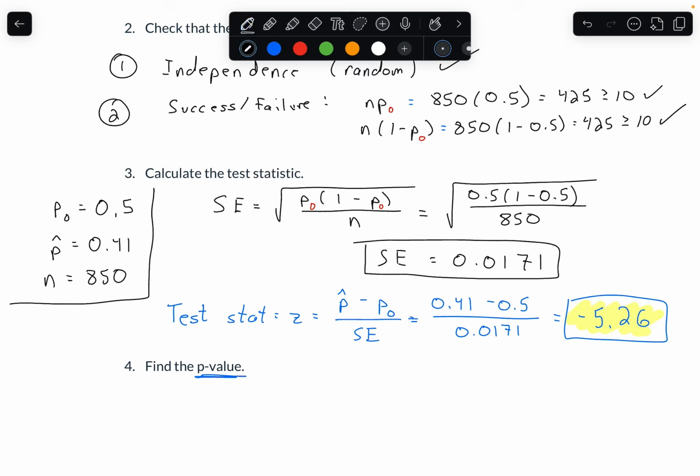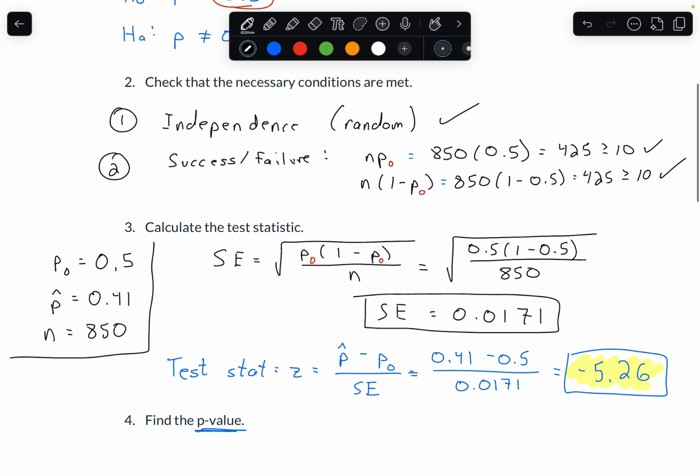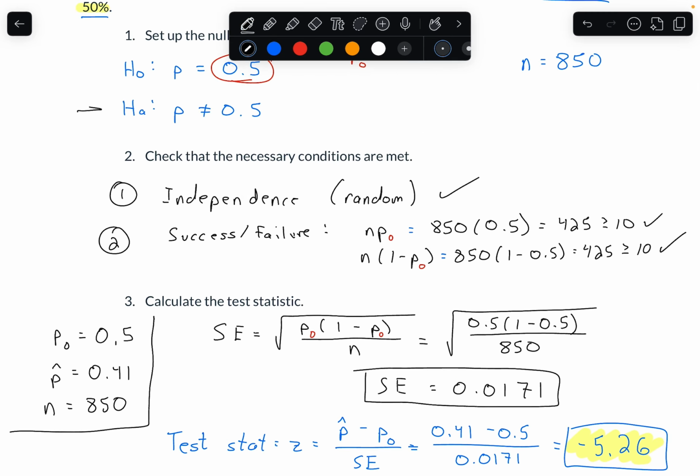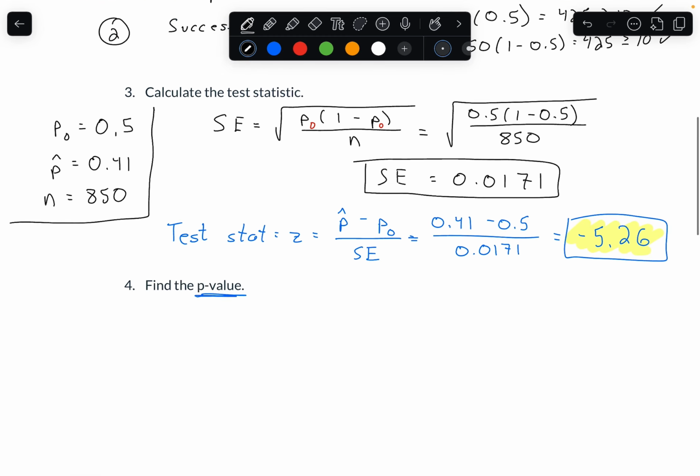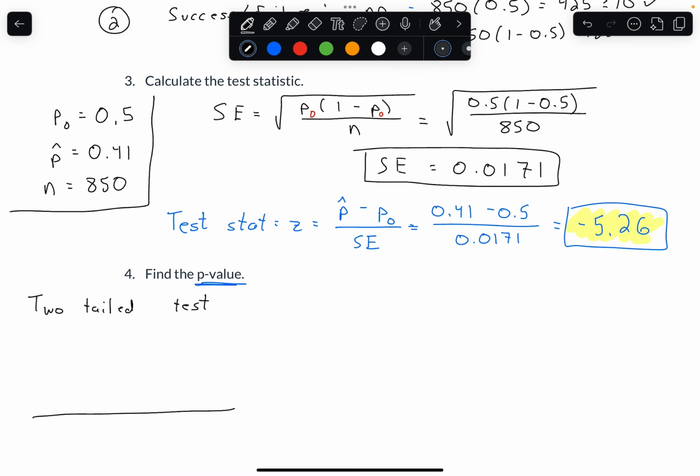And in order to do that, I need to look back at what type of test we were doing. So if I scroll all the way back to step 1, we said we were doing a two-tailed test, from our alternative hypothesis. This matters a great deal. So we're doing a two-tailed test. And this matters because, so what do we know at this point? We know that the central limit theorem says that our sampling distribution of p hats is roughly normally distributed. We have a z-score of negative 5.26.